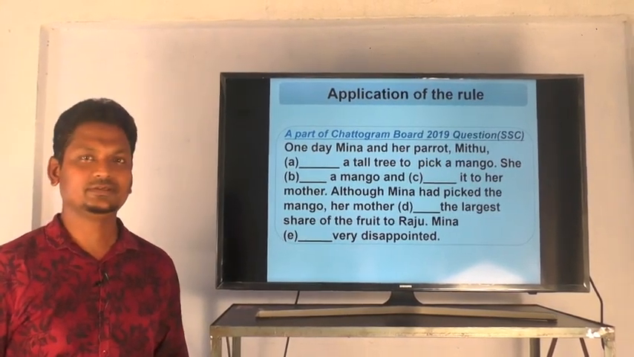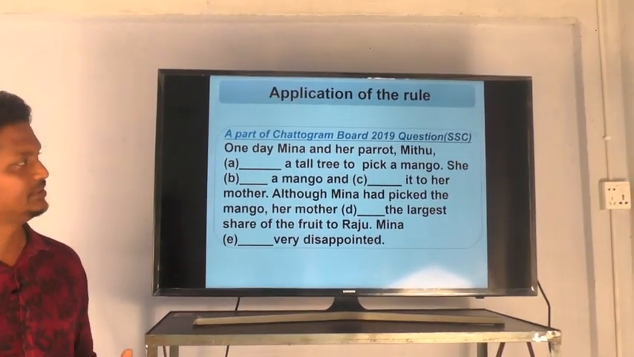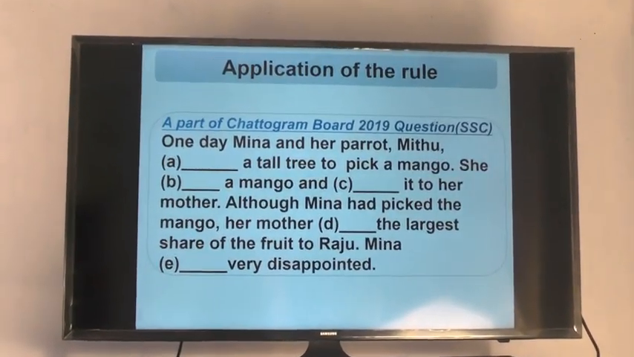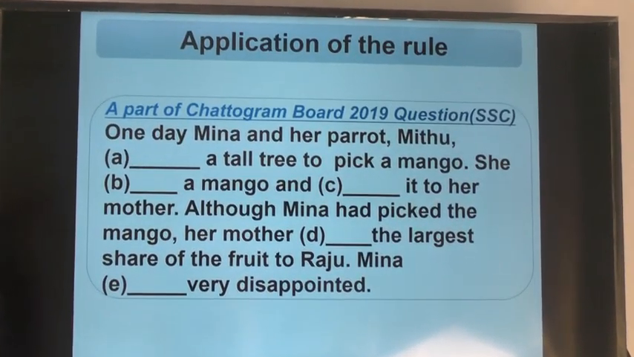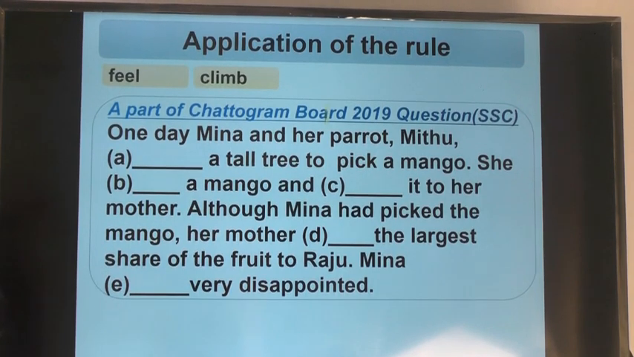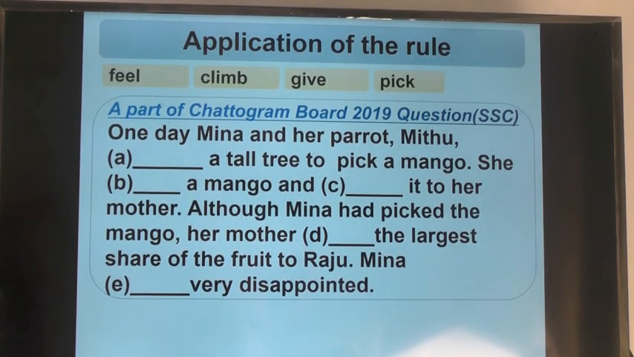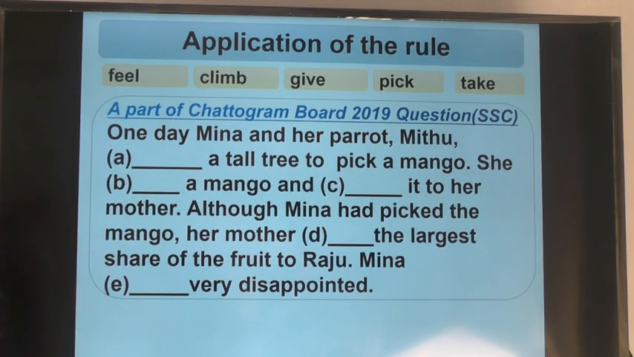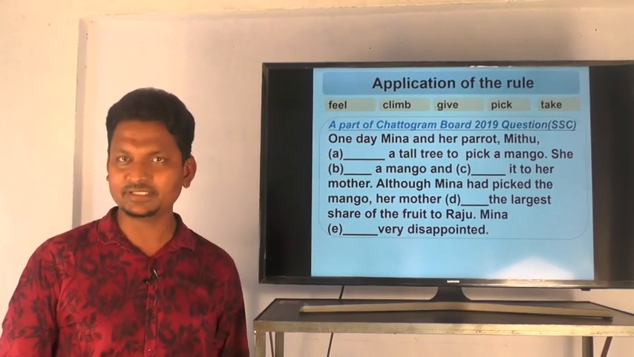And this is a part of Chattogram Board 2019 question of SSC exam. Please read the passage, read yourself, and you have to fill in the blanks by using the right forms of verbs of feel, climb, give, pick and take. So read the passage and try to use the right forms of verbs. Take your time. Now dear students, you have already read the passage, I think.